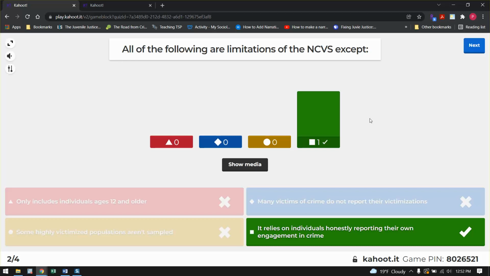NCVS is a victimization survey with several known limitations. Those are on the other options, such as only surveys people 12 and older. Many crime victims still don't report their victimizations even to the NCVS, let alone to arrests. We know that's also a limitation of arrest data. And some of the most highly victimized populations aren't sampled because the NCVS is a household survey. So it misses people who are incarcerated, misses people who are homeless. And we know these to be groups that are exposed to a high degree of victimization.